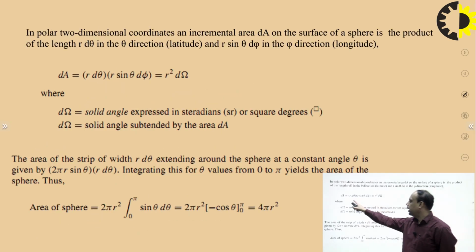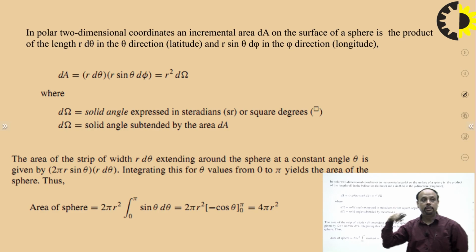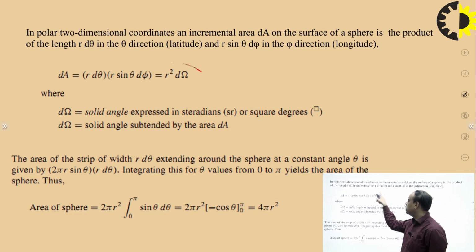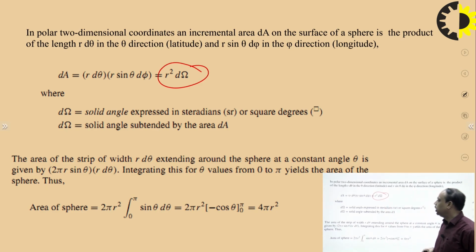So, this dA, this small area in the 3D radiation pattern, is represented by r² dΩ, where dΩ is the solid angle. Solid angle is nothing but the 2D representation of the 3D angle, and it is represented either in steradian or in square degrees.